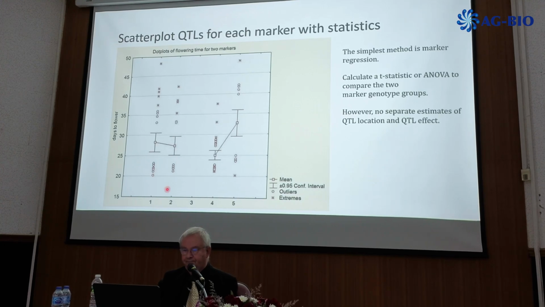So here is marker 1, and you see here the scatter plot for the alleles A and B, and you see the average, the variance between A and B is almost the same. But for marker B, you see a very clear difference between the A and the B markers for the second marker. So the simple method is marker regression. Calculate a t-statistic, or you do an ANOVA to compare the 2 marker phenotype. And then you see clearly this difference is not significant, and that difference is significant.